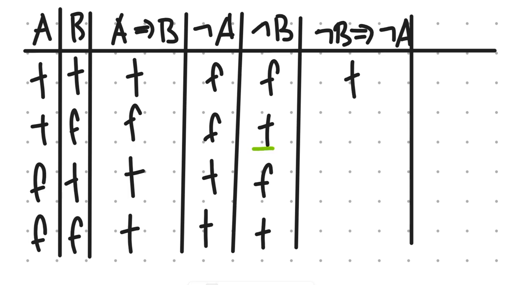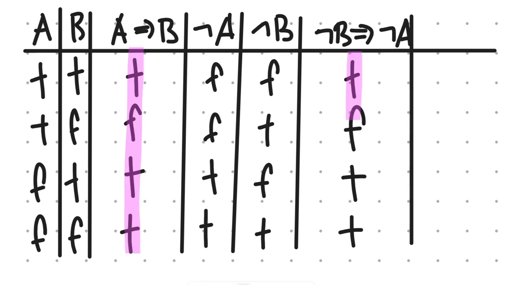So this is a true statement. If something true goes to something false, then this is a false statement, because something true goes to something false. And something false going to something true should be true, and something true going to something true should also be true. So as you can see, these are both equivalent.